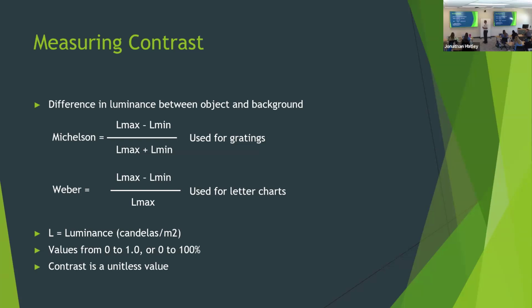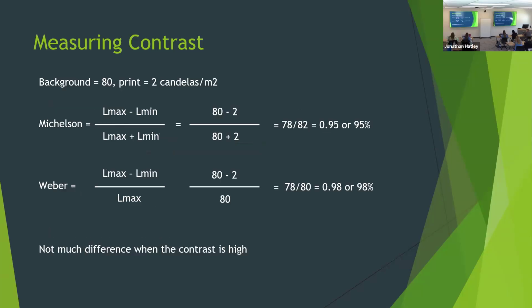Now, if you think back to Vision Science 2, remember that there are two ways that we can measure contrast, the Michelson method and the Weber method. Is this going to come up in clinic? No, but remember these things. And really what I want you to pay attention to is the difference in these measured amounts of contrast between whenever you have a high contrast and a low contrast.